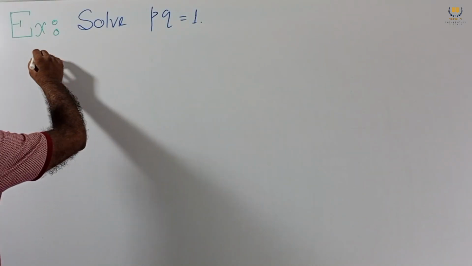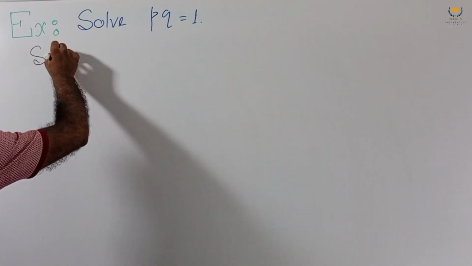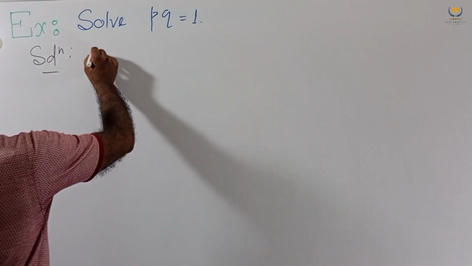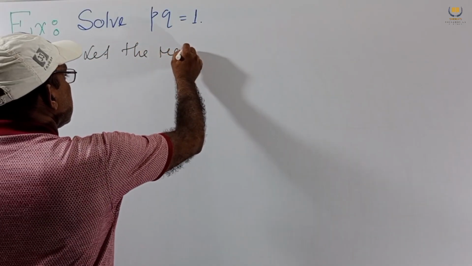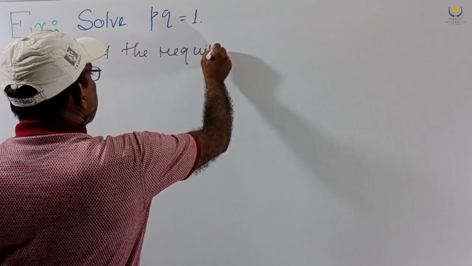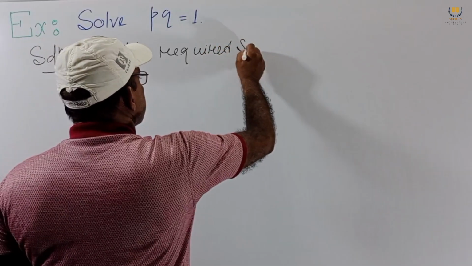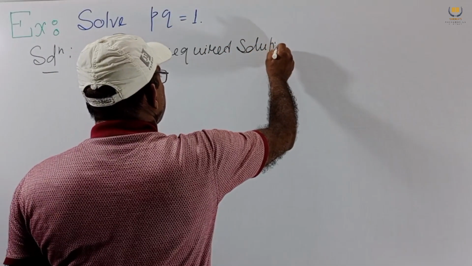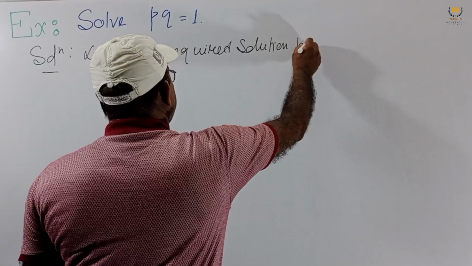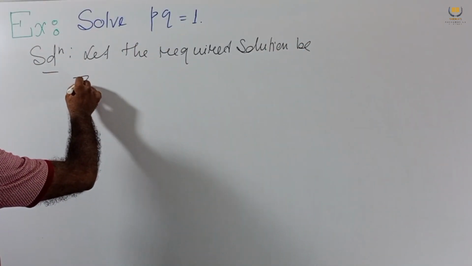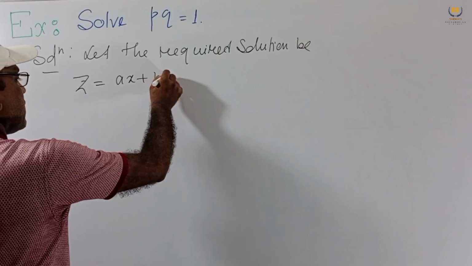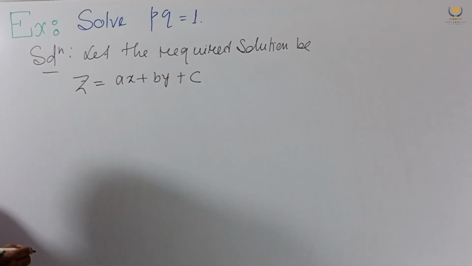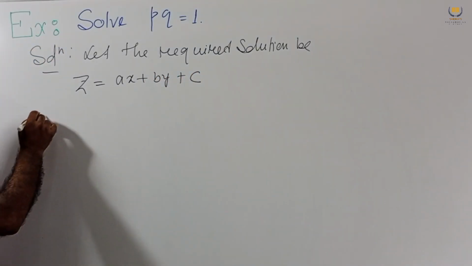This is also a non-linear partial differential equation. Let the required solution be z equal to ax plus by plus c. We consider this is the required solution.